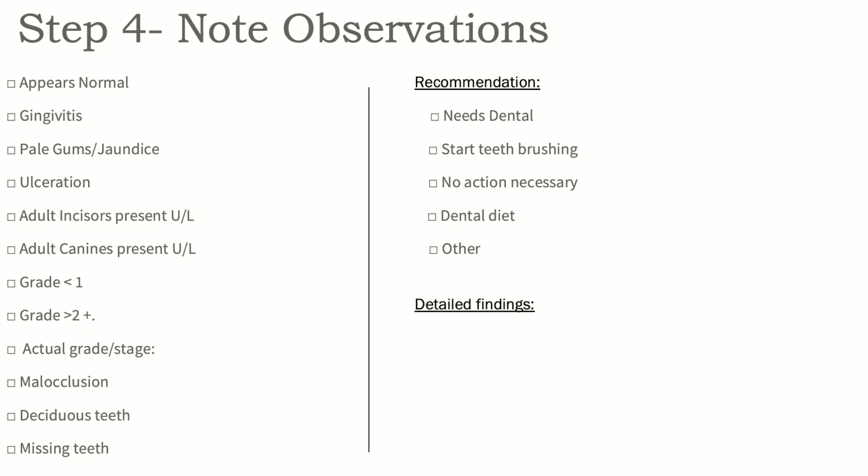Then what are your recommendations going to be? Based on that checklist and your observations, you may say that they need a dental. They may need to start teeth brushing. There may be no action necessary if their teeth are amazing and they're doing a good job already. They may want to start a dental diet, or you may have other recommendations as well. And then always leave a space to add additional notes or other findings that may be necessary when reviewing this case at another time, or if you need to speak to one of the doctors.